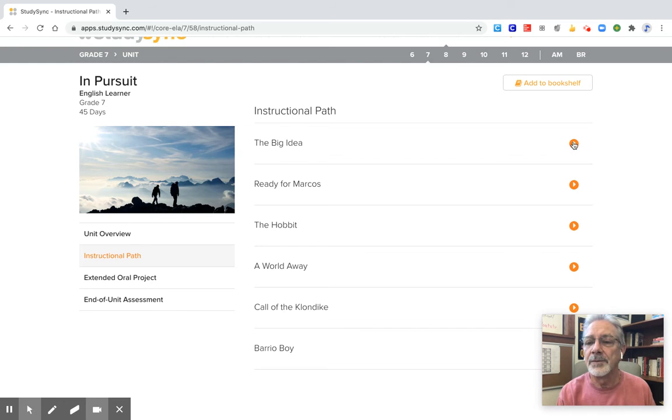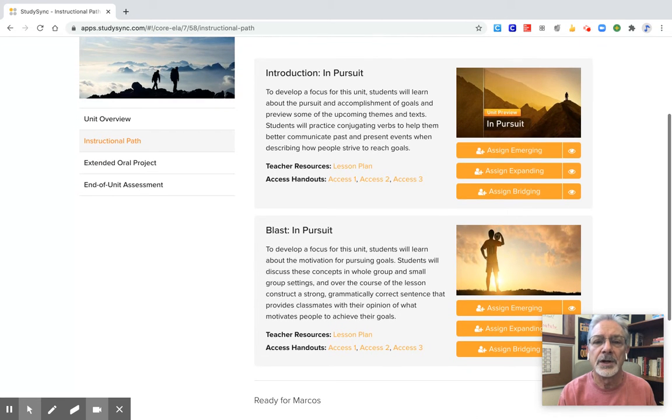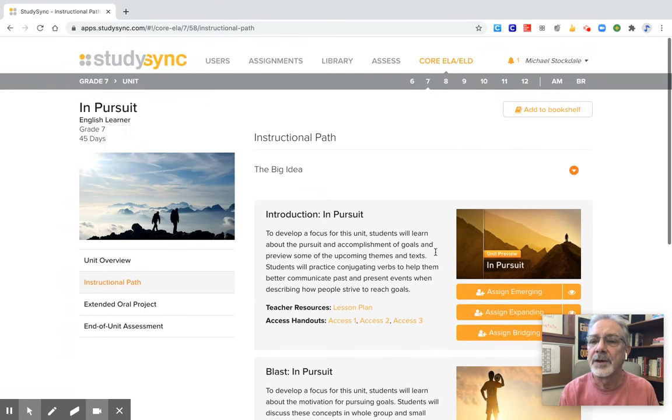When we look at them, what you'll see sometimes when something's assigned is, like in the introduction, there's 2 things to work on. There's the introduction, says what we're doing, and then there's a blast where I have you write a very short response to a question. We'll be doing blasts on and off through this StudySync set of units, but that's kind of what that looks like.